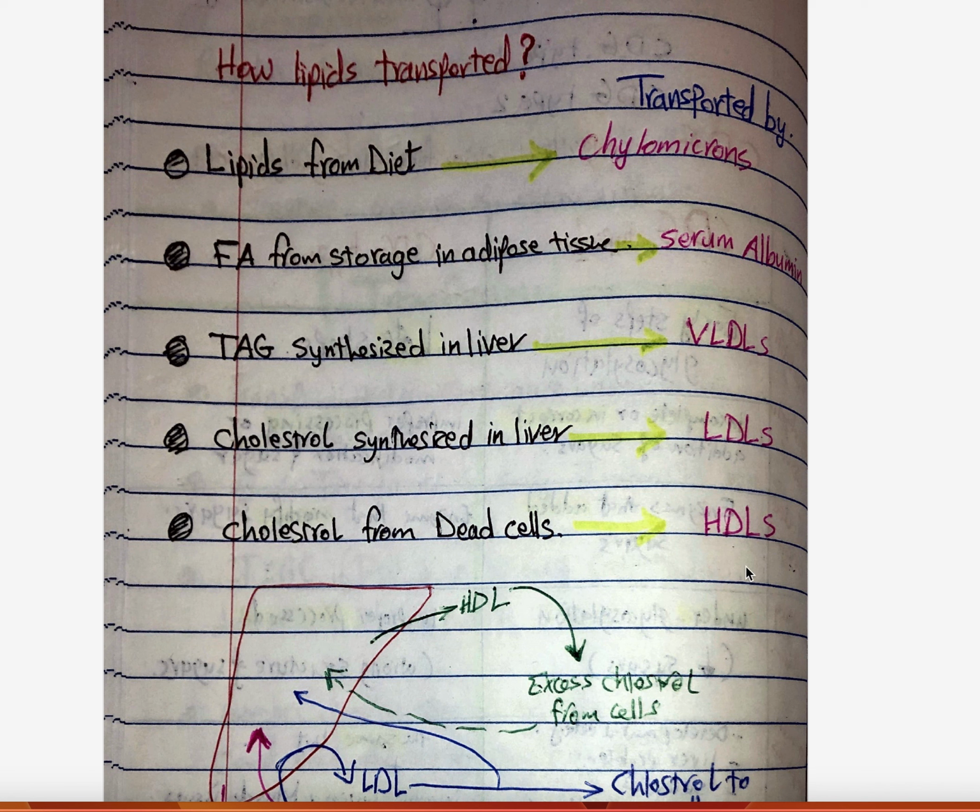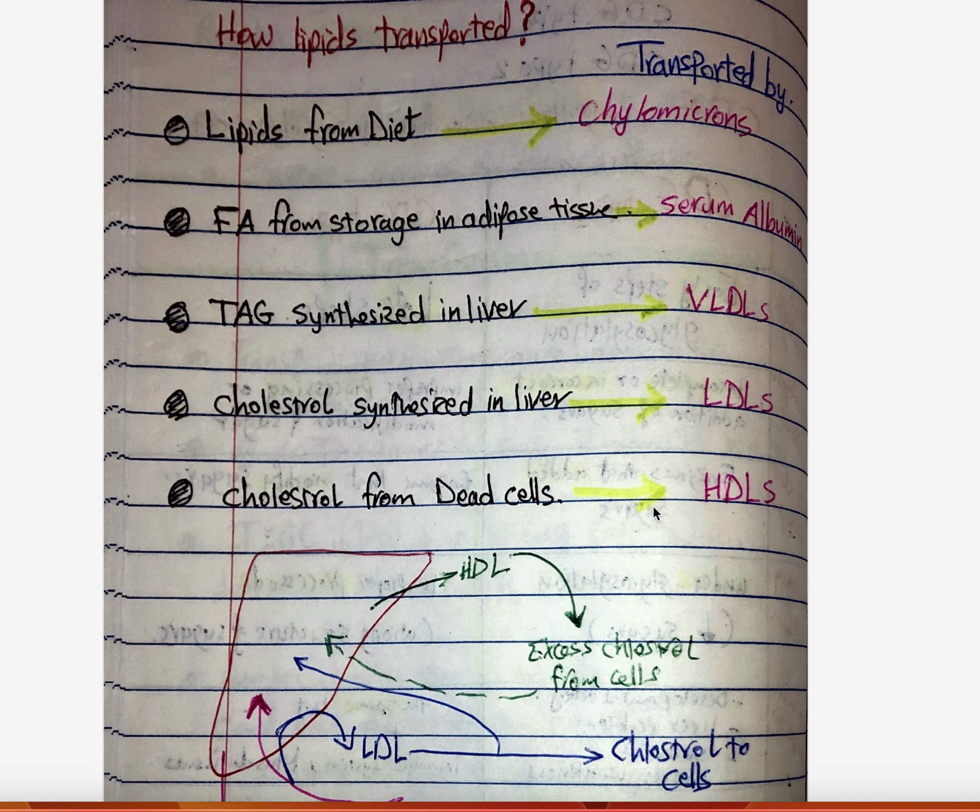And that is why the high density lipoprotein is a lovely lipoprotein, I can say. It's a good lipoprotein, while the low density lipoprotein is the bad lipoprotein. Again, I'm talking here about how we transport these lipids. The lipids from the diet through the chylomicrons, fatty acid that comes from the adipose tissue through the serum albumin, triglyceride from the liver through the very low density lipoproteins, cholesterol that comes from the liver through the low density lipoproteins, cholesterol from dead cells through the high density lipoproteins.